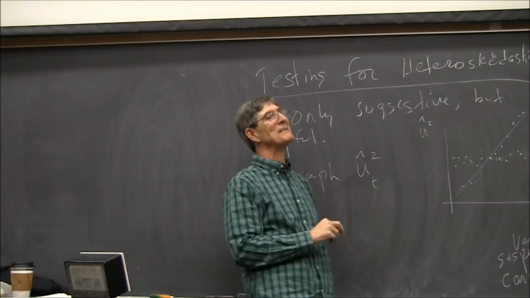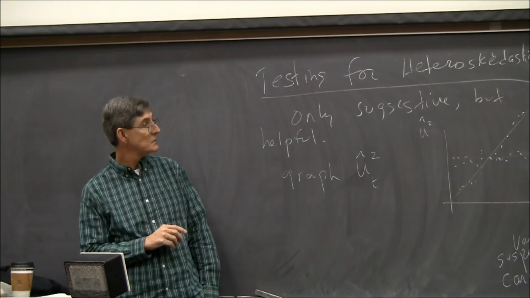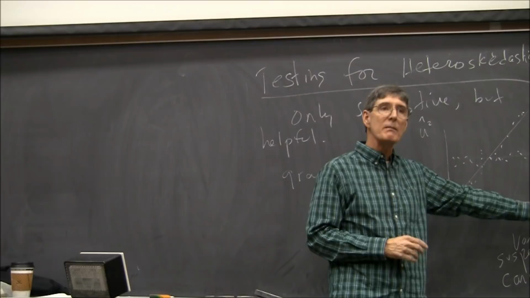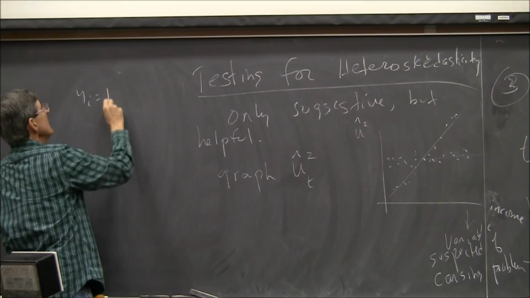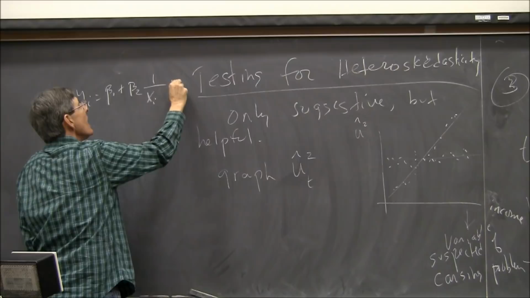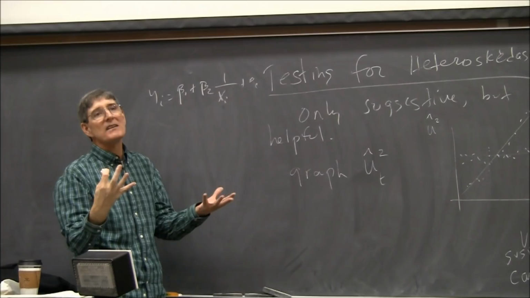In your example with income and U squared, can it be downward sloping? It could. I wouldn't expect in this case that it would be, but with some other variable, it very well could be. Especially if you have y_i equals beta 1 plus beta 2, and your model suggests this should be 1 over x_i plus b_i, and this is a scale variable for whatever reason, it's going to work in exactly the opposite direction. Well, I don't know.